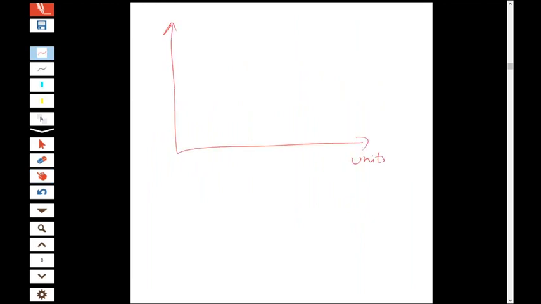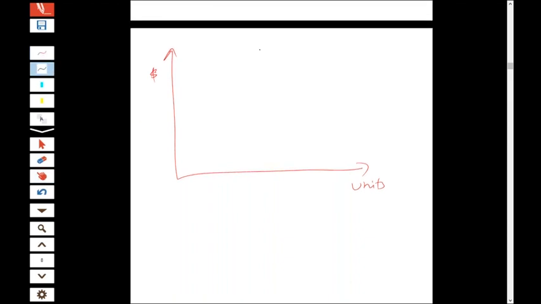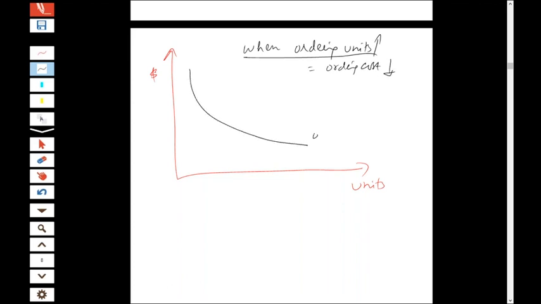These are units and these are cost, and I am writing a caption here. When ordering units increase, that means ordering cost is reduced, that way. This is the ordering cost.